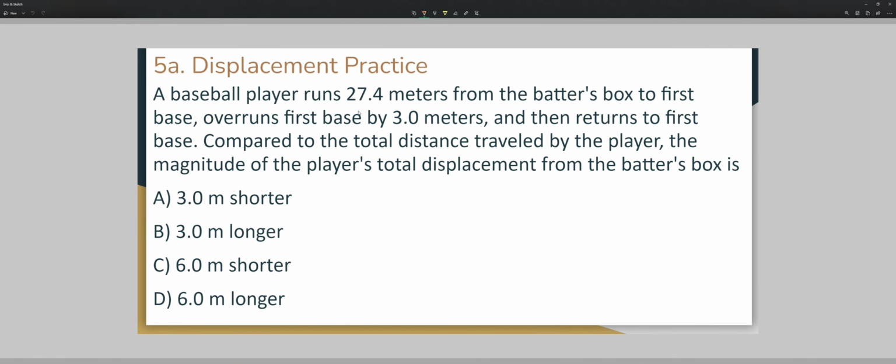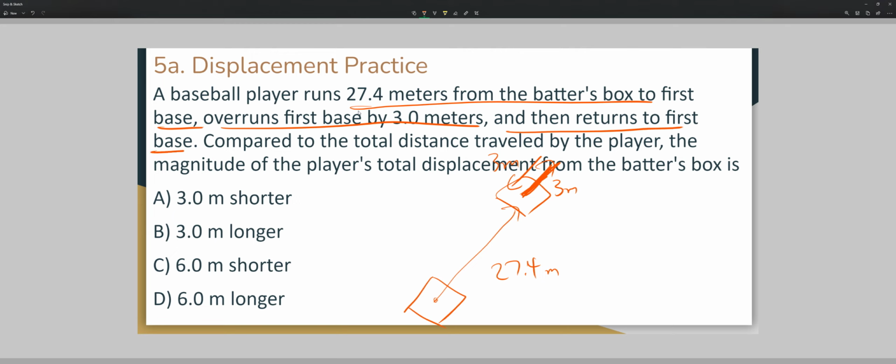All right. A baseball player runs 27.4 meters from the batter's box. The batter's box is here. Runs to first base, 27.4 meters. Runs past it 3 meters. Runs back again 3 meters. He overruns first base by 3 meters, which is what this is right here. Overruns it by 3 meters, and then returns to first base. So he comes back another 3 meters.